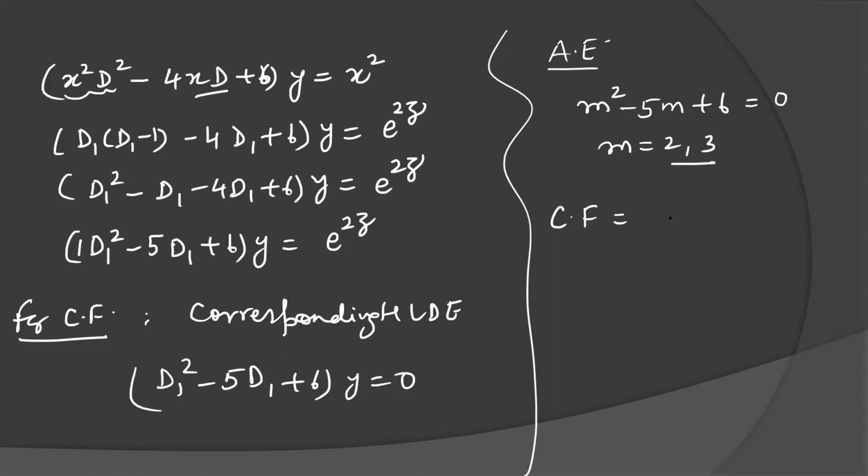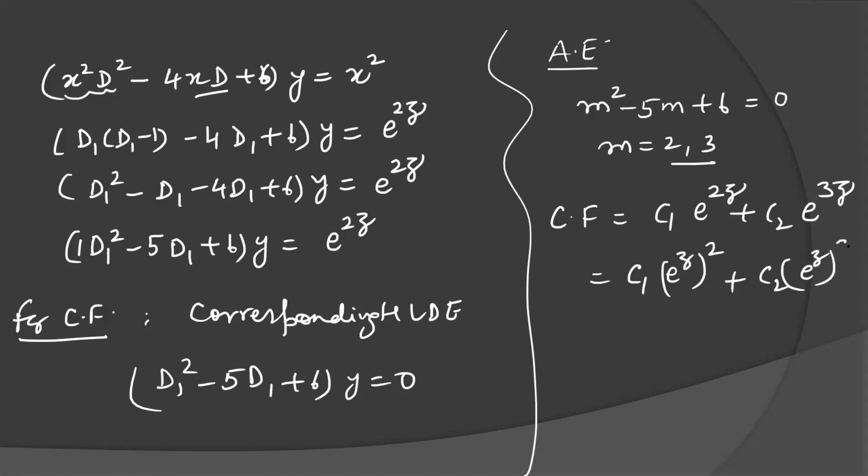So complementary function will be c1 e to the power 2z plus c2 e to the power 3z. What will be here, z or x? Z, because z is the independent variable now. Now change z to x because the question is given in x: c1 (e to the power z) whole square plus c2 (e to the power z) whole cube. Power, we can multiply. Now it will become c1 x square plus c2 x cube because e to the power z is x. So you can see that the solution is a polynomial. In the Cauchy-Euler equation, the complementary function is in the form of a polynomial function.